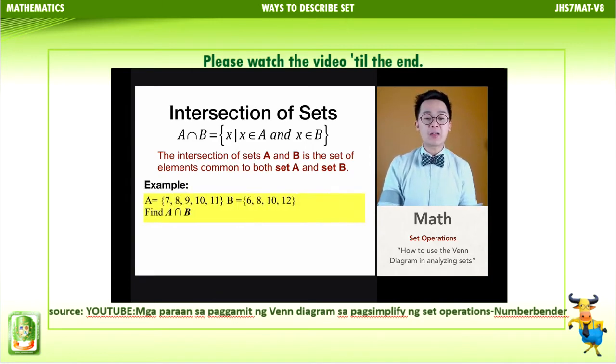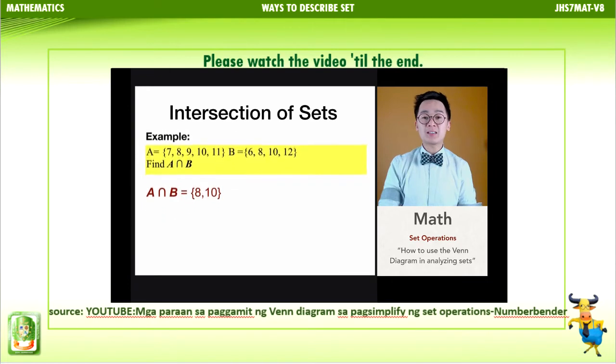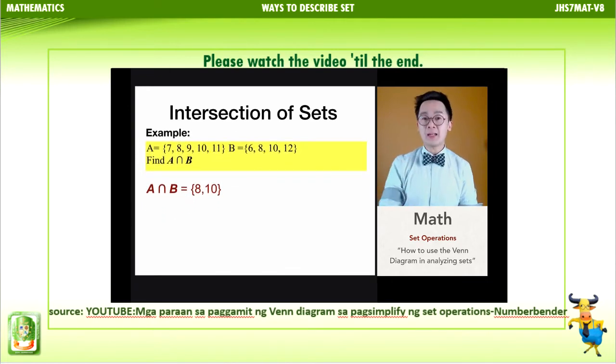So let's say meron tayong dalawang subsets, set A at saka set B. Sa set A, meron tayong 7, 8, 9, 10, and 11. Sa set B, meron tayong 6, 8, 10, and 12. Yung A intersection B, yun yung mga distinct element ng A and B na makikita natin sa parehas na subsets. So in this case, yung 8 at saka yung 10 na meron tayo sa subset A at sa subset B would be the intersection of A and B kasi yun yung common na element na makukuha natin sa set A at saka sa set B.